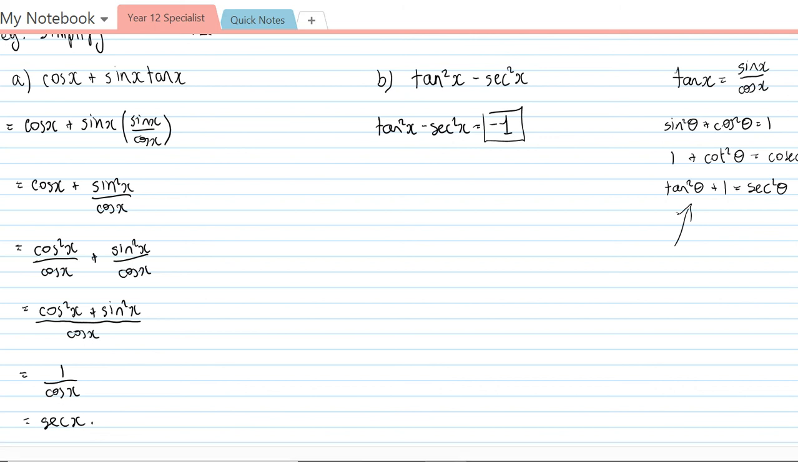Anyway, that's about all there is to these. You have to be prepared to jump in the deep end a little bit with these kind of questions. They can sometimes get a little bit tricky, and the advice I'd give is try and get everything in terms of sin and cos if you can. Look for those trig identities, in particular the Pythagorean identities, because they tend to make life fairly good for us.